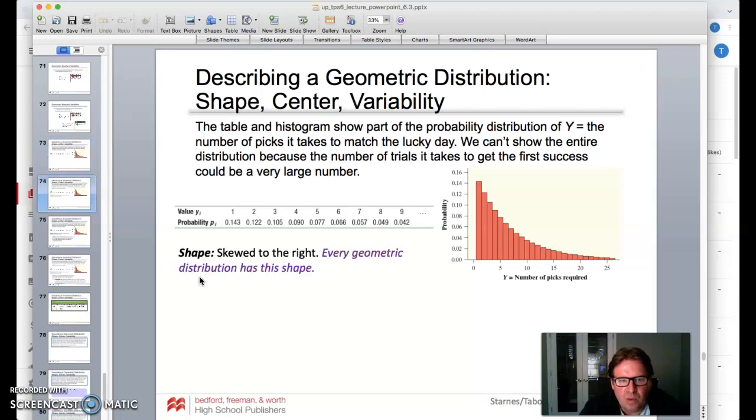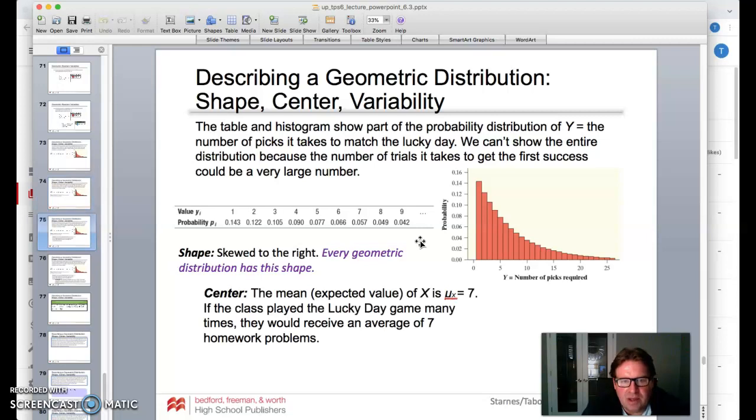All right, so we're going to talk about this. It's going to be skewed to the right. Every geometric distribution is going to be, because you know your probabilities are reducing here, or the number of picks, less and less is going to take this time, but likely you're going to get up here somewhere. So we're going to be looking at skewed right for that.